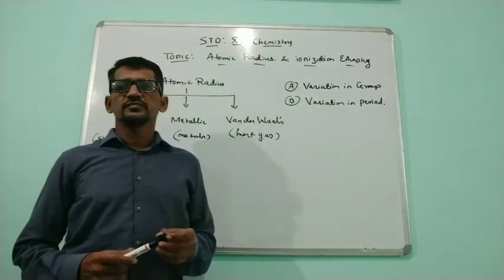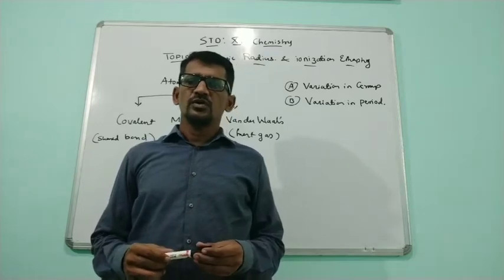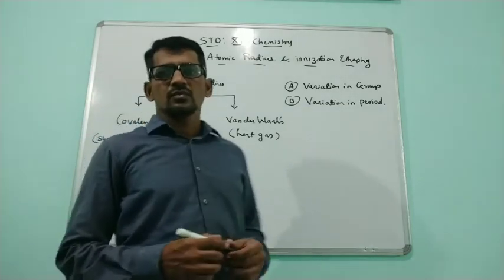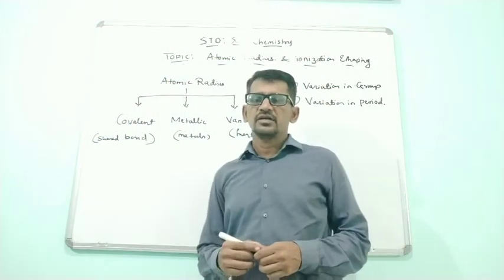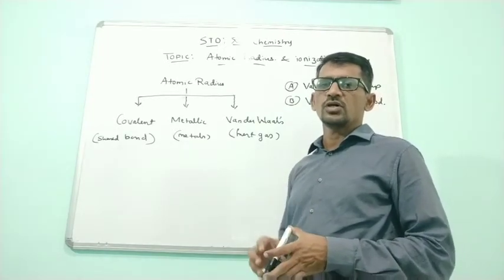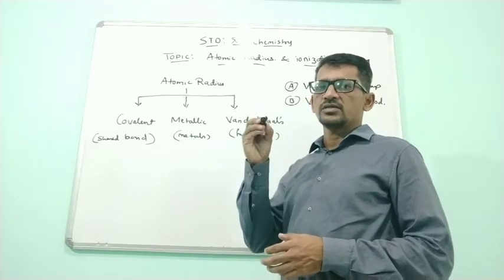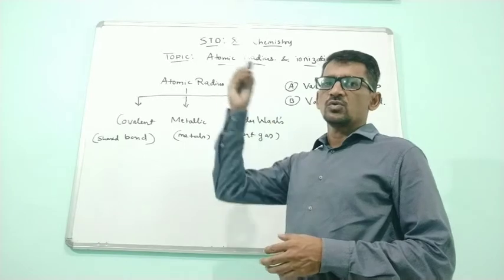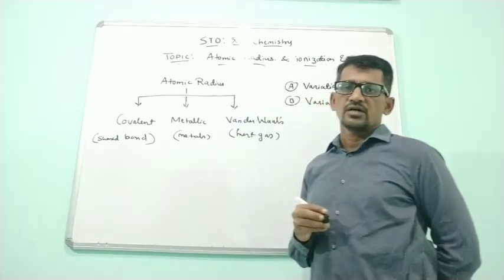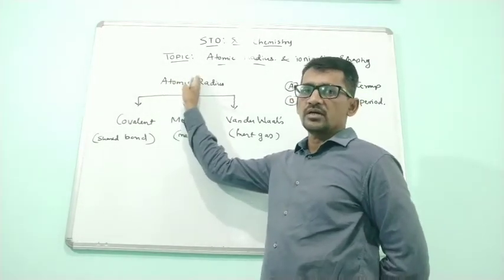Okay, hello students. Today we discuss the periodic table. In the periodic table we discuss atomic radius. Radius means the distance from the nucleus to the outermost electron. In an atom, the nucleus is there, and the distance to the outermost valence shell electron is known as the radius of an atom. So that is known as atomic radius.